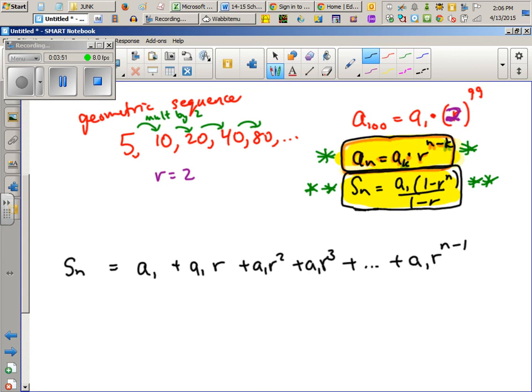I'd like to add them all up, but I'm too lazy to actually physically add them, so I'm going to try to create a formula that will do it for me. The first thing I'm going to do is multiply what I've just written by r. Now granted, this is a trick that you might not think to do, but watch how well it works.